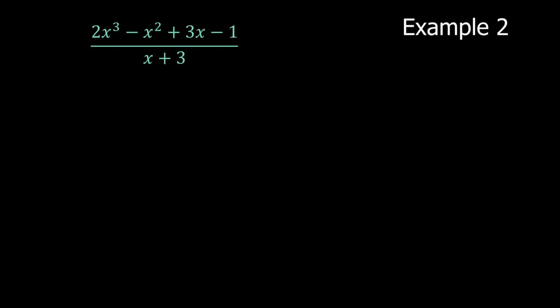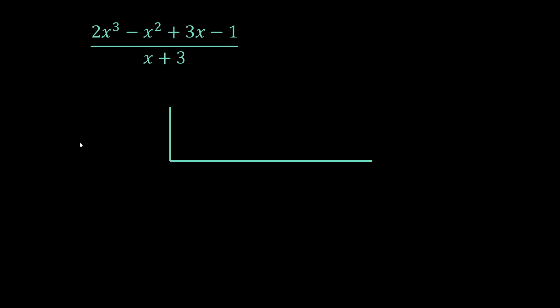Let's do another example. 2x cubed take x squared plus 3x take 1, and divisor is going to be x plus 3. So we'll go a little bit faster this time. We set it up for synthetic division. We pop our numbers in. 2, -1, 3, -1. We put the opposite of this number. So it's x plus 3, so I'm going to put the opposite of this number. Instead of +3, I'm going to put -3.